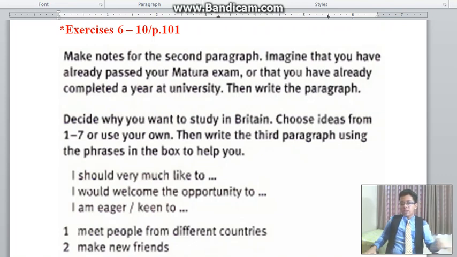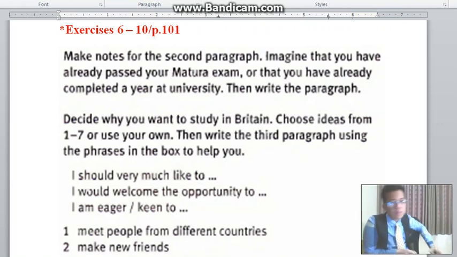We're back, ladies and gentlemen, and we're now on exercises 6 to 10, page 101. Okay, so I told you a little bit about writing a second paragraph. It's just the same as on page number 100, but you've got to change a little bit because the instruction is different. You write to the White House School of English, okay? So you've got to change it.